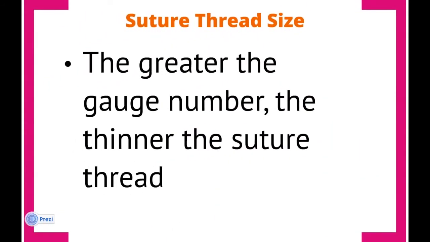Suture thread diameter is measured by gauge. This can vary from 10 to 11. The greater the gauge number, the thinner the suture thread and the lower the tensile strength. For dental surgery, we select the smallest appropriate thread size with sufficient strength to approximate the tissues in question effectively. 3/0 and 4/0 suture threads are commonly used.